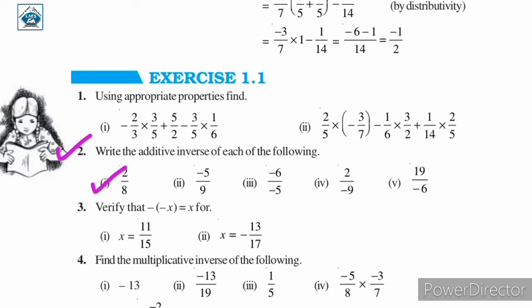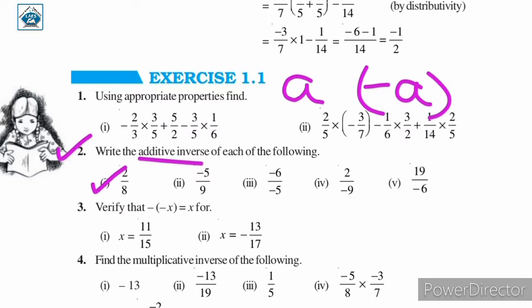First, 2 by 8. So in this question, we need to write the additive inverse of each of the following rational numbers. So first of all, let us recollect the meaning of additive inverse. Consider any number a. The additive inverse of a will be minus a. We will simply add a negative sign to it. It is also known as negative. Additive inverse को हम negative भी बोलते हैं. So when we add these two numbers, we get the answer as 0.